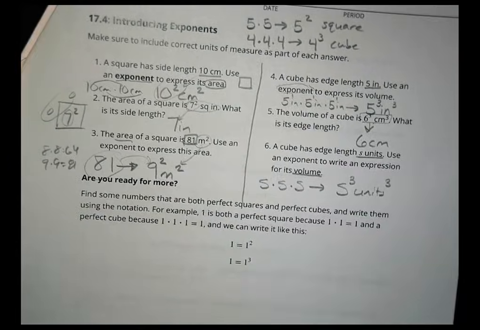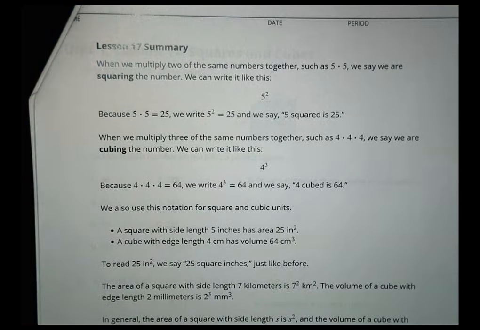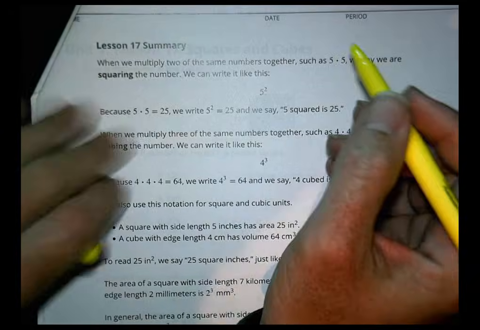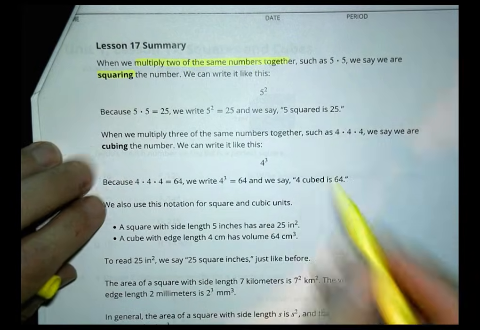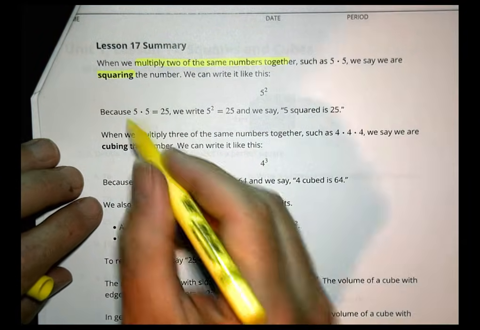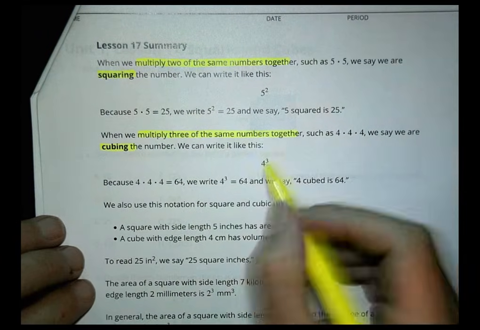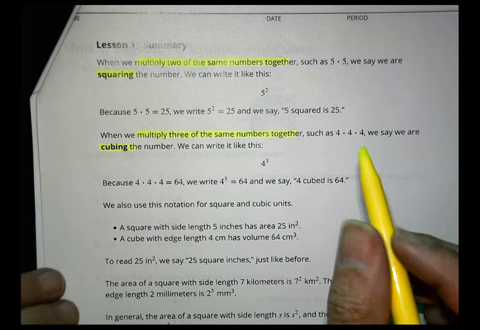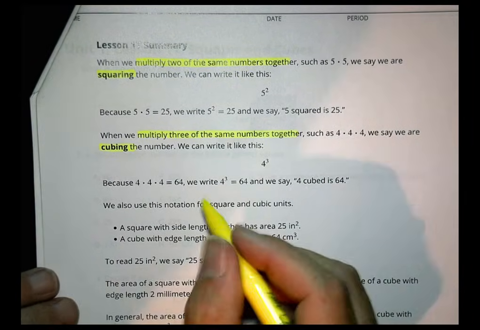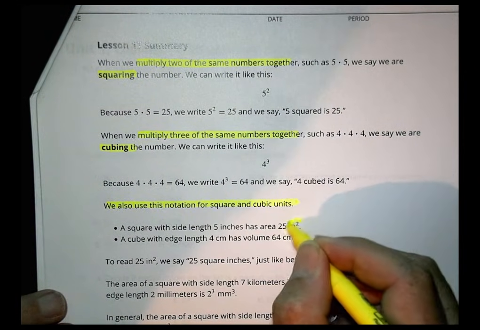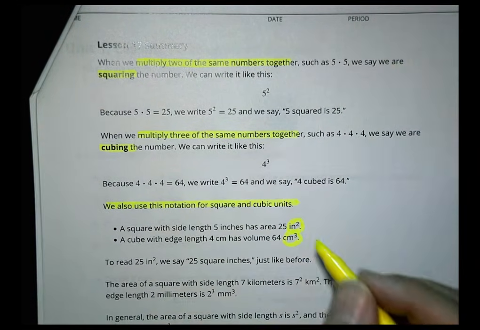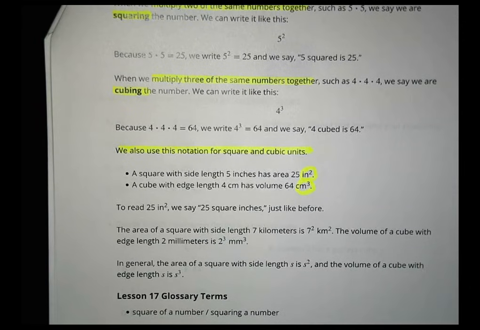So, in summary, today, when we multiply two of the same numbers together, that is squaring, just like 5 times 5 is 5 squared. When we multiply 3 of the same numbers together, that is cubing, like 4 times 4 times 4 becomes 4 cubed. We also use this notation for square and cubic units. So we can see we have things like inches squared, centimeters cubed. So the units are there as well.